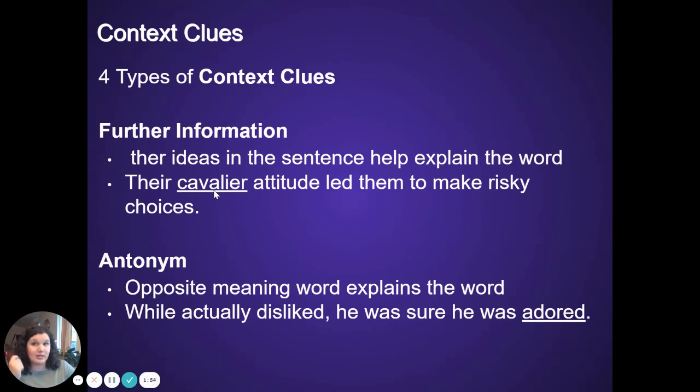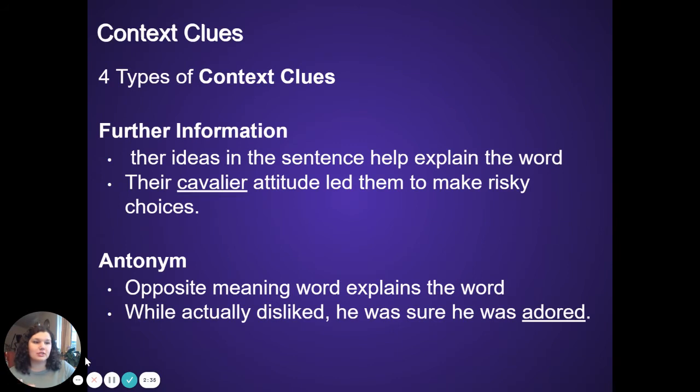The ideas in the sentence help explain the word. So we're going to take this word cavalier. Their cavalier attitude led them to make risky choices. So we get a little bit more information. If the sentence just read they were cavalier, you don't know what that means. But because it continues, it still gives you a little bit more of that meaning. Well, what type of attitude or behavior would lead you to make risky choices? Probably like proud and arrogant choices, which is kind of like the meaning of cavalier.